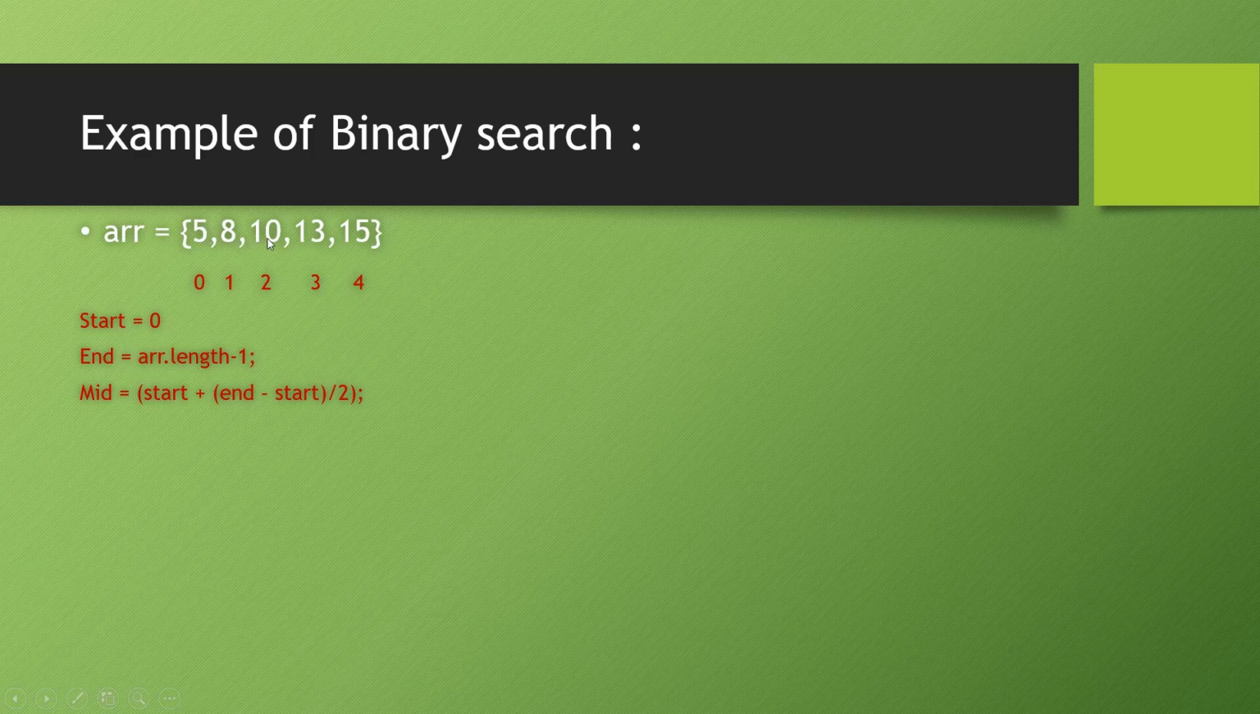Here you can see 5, 8, 10, 13 and 15, right? So the value of start is 0 and the value of end is 4, and we find the mid element. Mid is start plus (end minus start) by 2: end is 4, start is 0, so 4 by 2 is 2, and 2 plus 0 is 2. So the mid index is 2, which means 10 is the mid value.